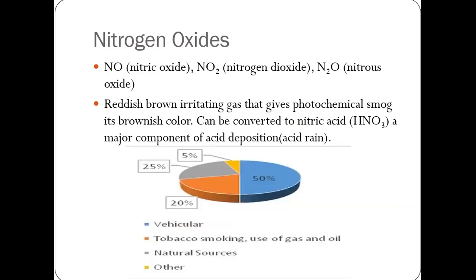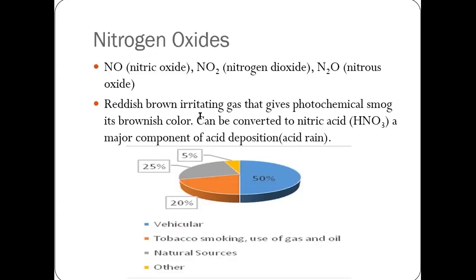Another gas that is emitted in the atmosphere that is considered to be a pollutant is nitrogen oxide. Nitrogen oxide is a combination of gases composed primarily of nitric acid, nitrogen dioxide, and nitrous oxide. It is actually a reddish-brown irritating gas that gives photochemical smog its brownish color. That is the reason why if you see smog in the horizon, tendency is that it will be hazy, and sometimes it would be difficult for you to see what is beyond the horizon.